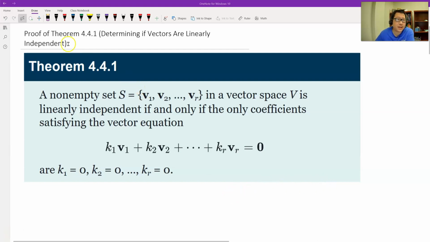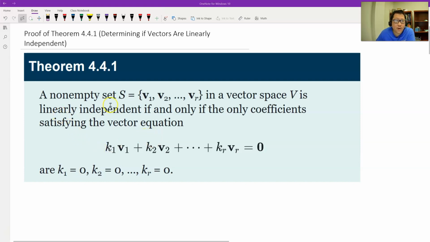In this video, let's prove Theorem 4.4.1. Determine if vectors are linearly independent. Suppose S is a set of vectors, including r vectors in the general vector space. By the definition, to verify S is linearly independent, we have to verify each vector is not a linear combination of the others, right? But this theorem gives us a simple way.